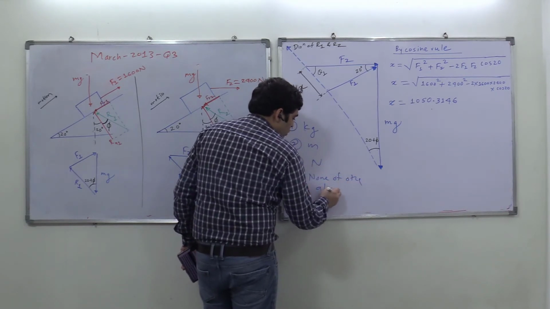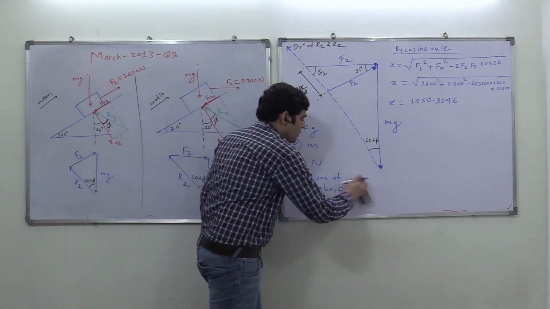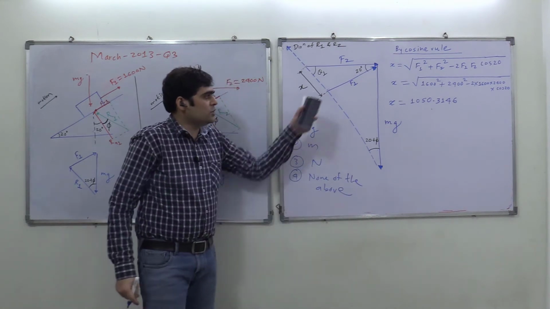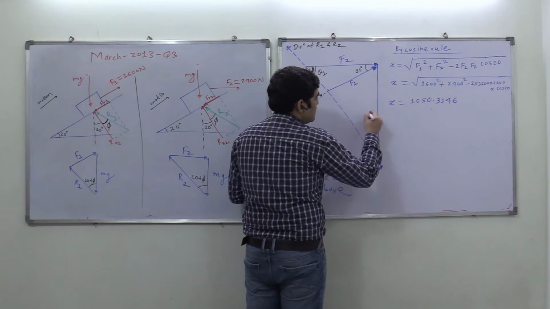Out of the 4 options, which option is correct? And why? I want the reason also, guys. None of the above. What is the unit of x here, guys?